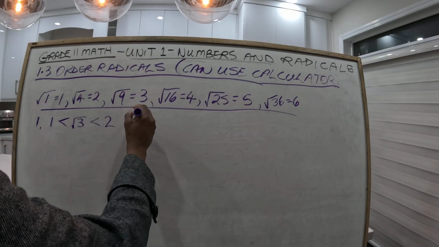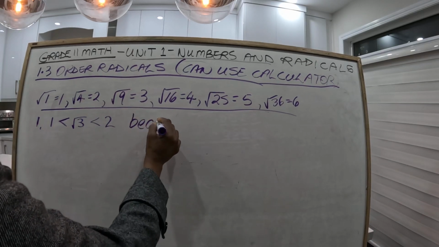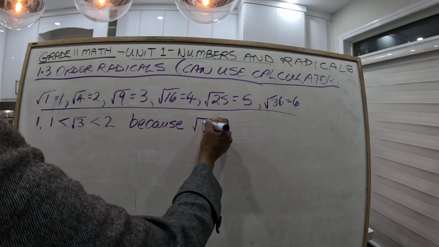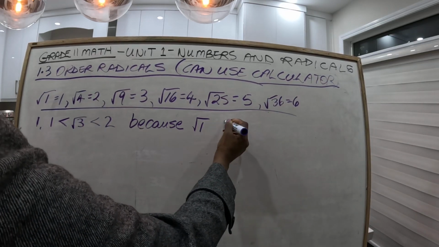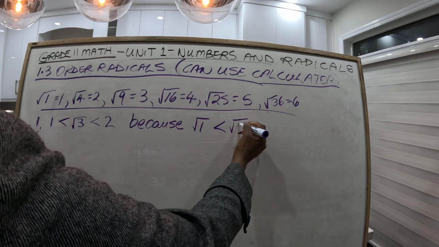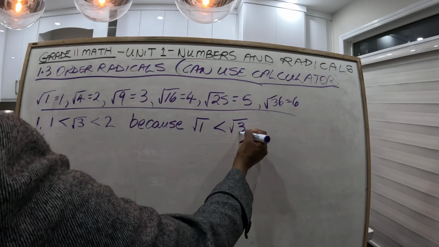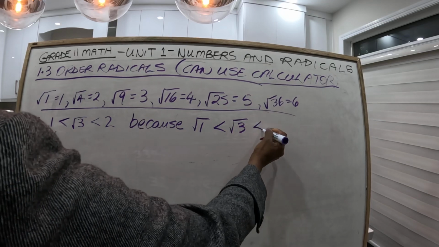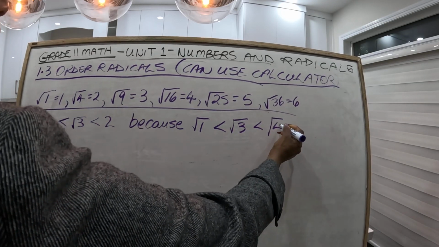And I can just write it down. Because this is correct, because the square root of 1 is less than the square root of 3, which is less than the square root of 4. Okay?